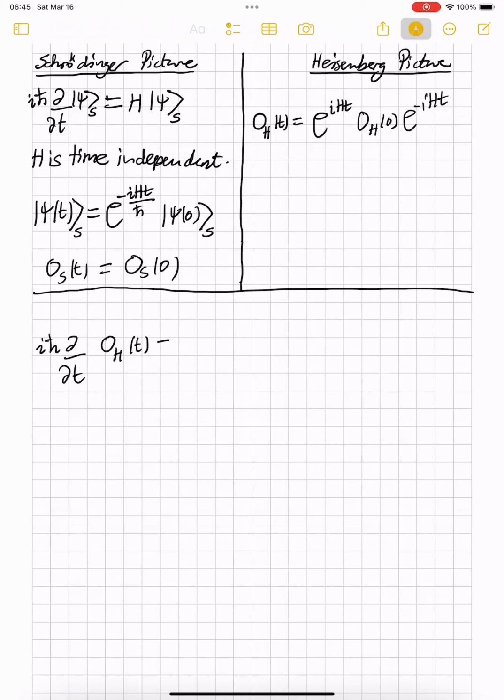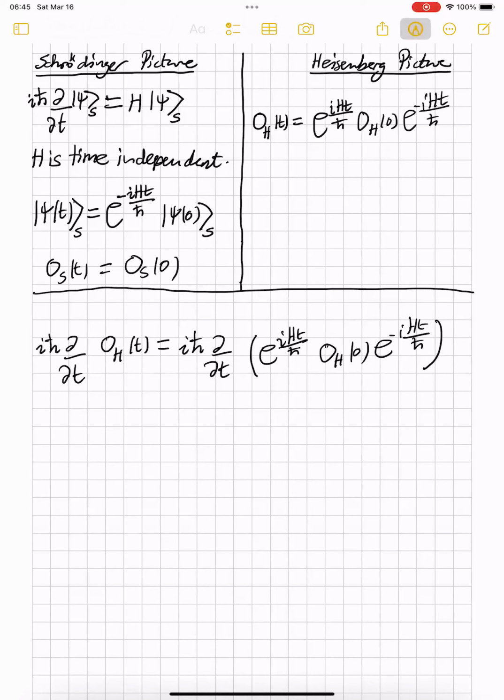Just for this exercise, I'm going to put all of the h bars back in again. So we've got i h bar d by dt of e to the iHt over h bar, the Heisenberg operator at zero, then e to the minus iHt over h bar. I am going to assume that our operator has no explicit time dependence.